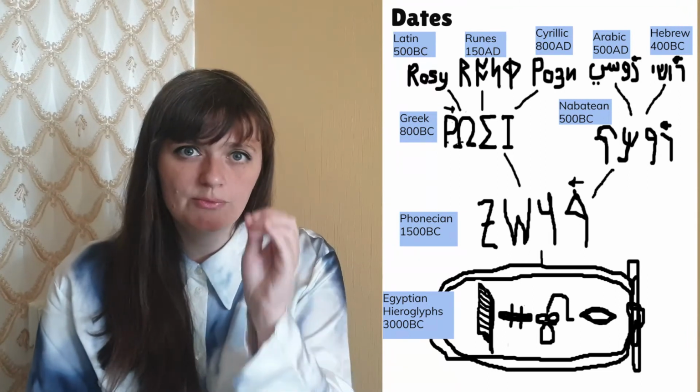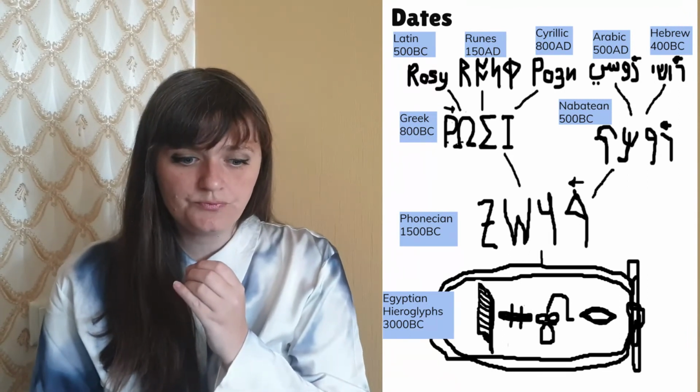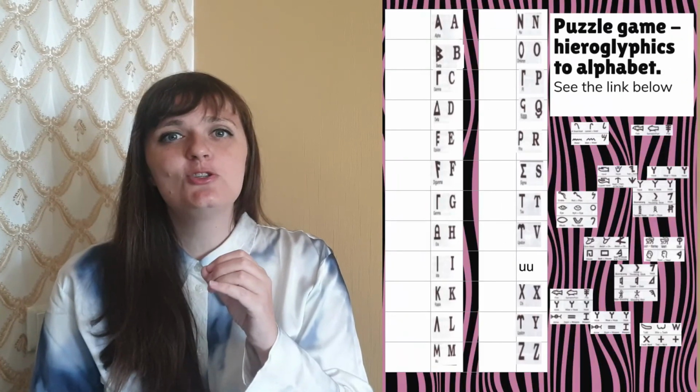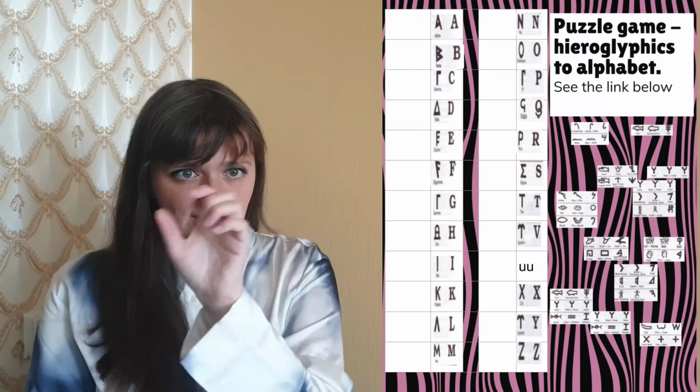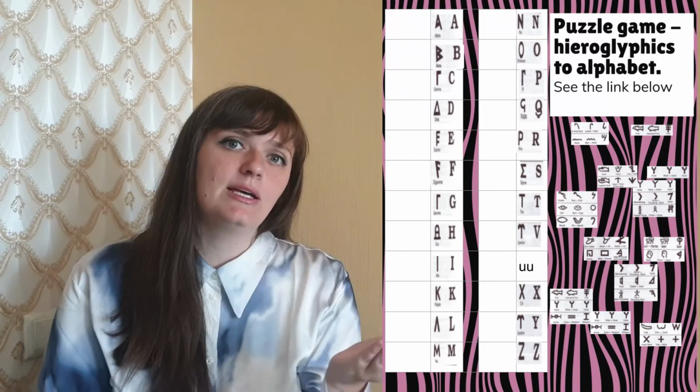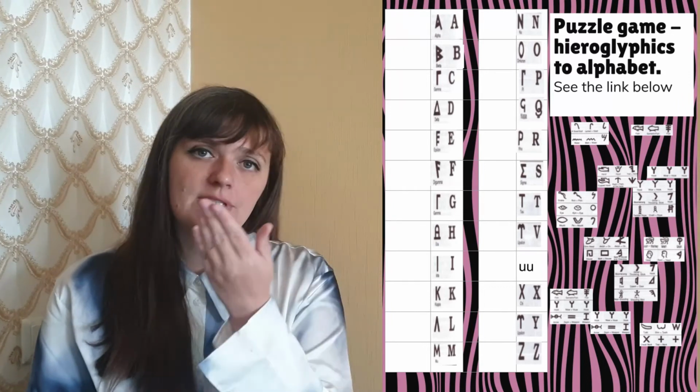All of that comes from hieroglyphs. So I have a little puzzle for you. I think I sent it to you. You need to try to put the symbols in the right order to show the development of the alphabet from hieroglyphs up to Latin. So you can do that. I'll see you in a minute.